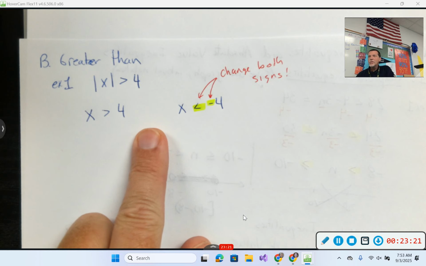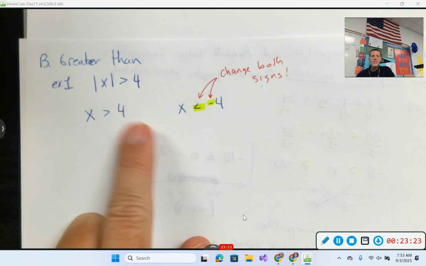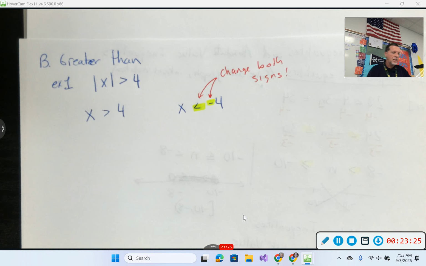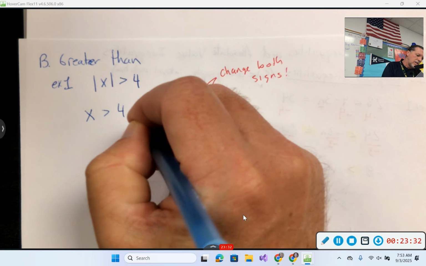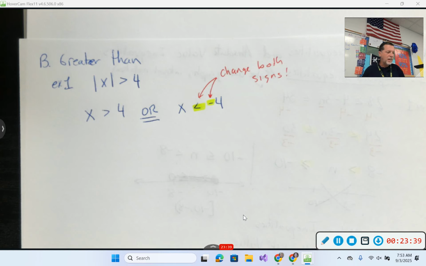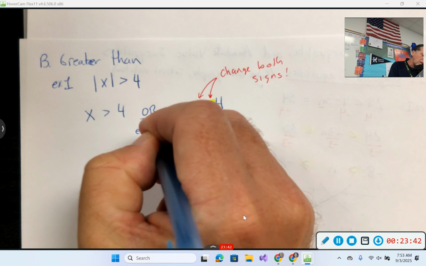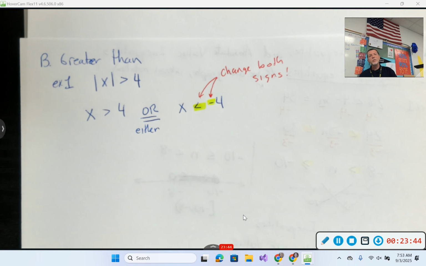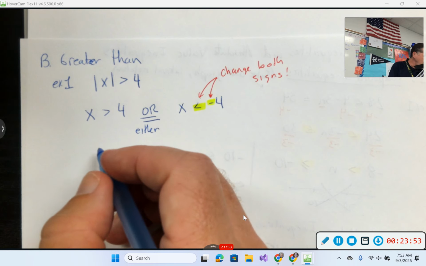Now the word that goes in between them is different because this is greater than, not less than. The last word was and. You know what the other word we use to connect these things is? Or. So that means I don't care about the overlap. I need the solutions that are in either solution space. Greater than always goes with or. Less than always goes with and. I'll give you a hint on how to remember that in a moment.